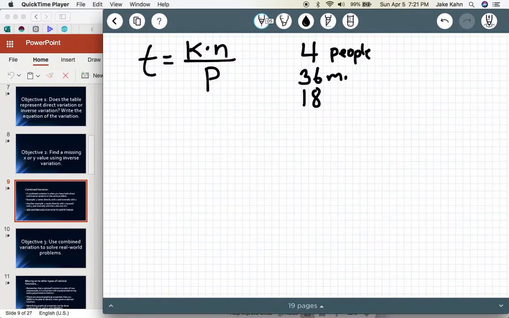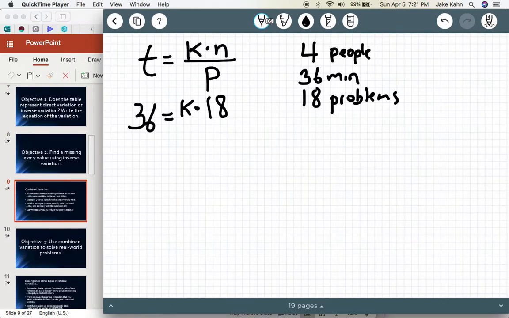All right, so we're going to plug these numbers in for their given variables, and then we're going to solve for k. T is time, so 36 I'm going to put right here. K is our constant of variation. We do not know that right now. N is the number of problems, which is 18. And P is the number of people working on the problems, so 4.